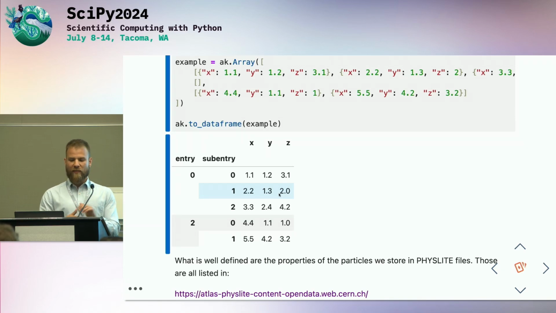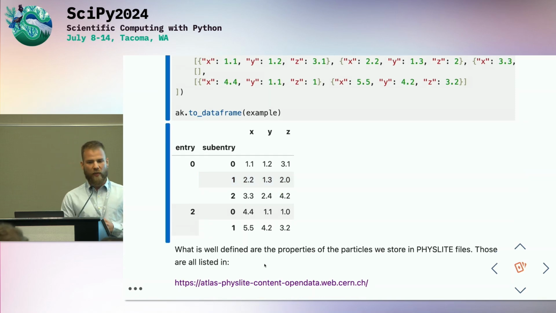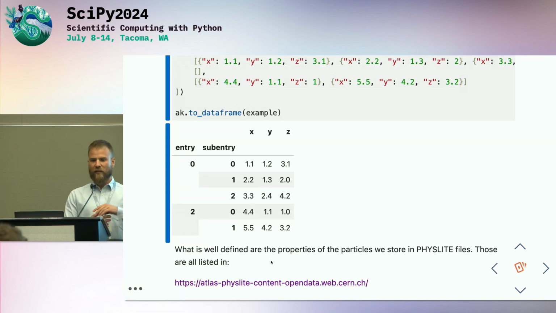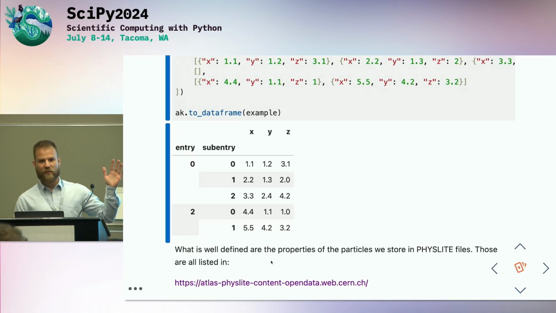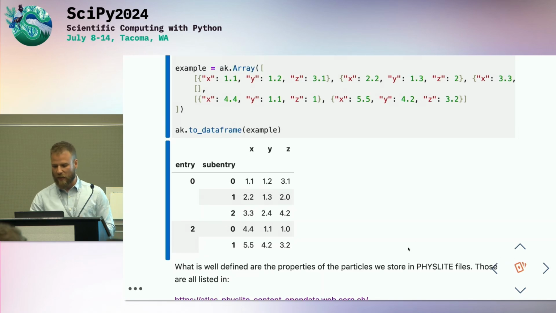What is well defined, okay, the number of particles and the number of elements in each row, in each event is not defined. We don't know exactly what it comes. It's what we measure every time. But we know well what properties of the data we measure and we store. And if you follow this link, you'll find huge tables of properties of data that we store inside these PhysLight files. And this is fixed, right? You know the properties of the data that you're going to store inside.